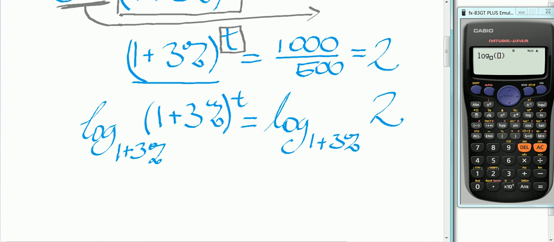Now the next thing, another log rule that you might remember is that when a power is up there, it can come down to the front of the log, like that. So what do I have? I have t, and what I'll be left with is this here.